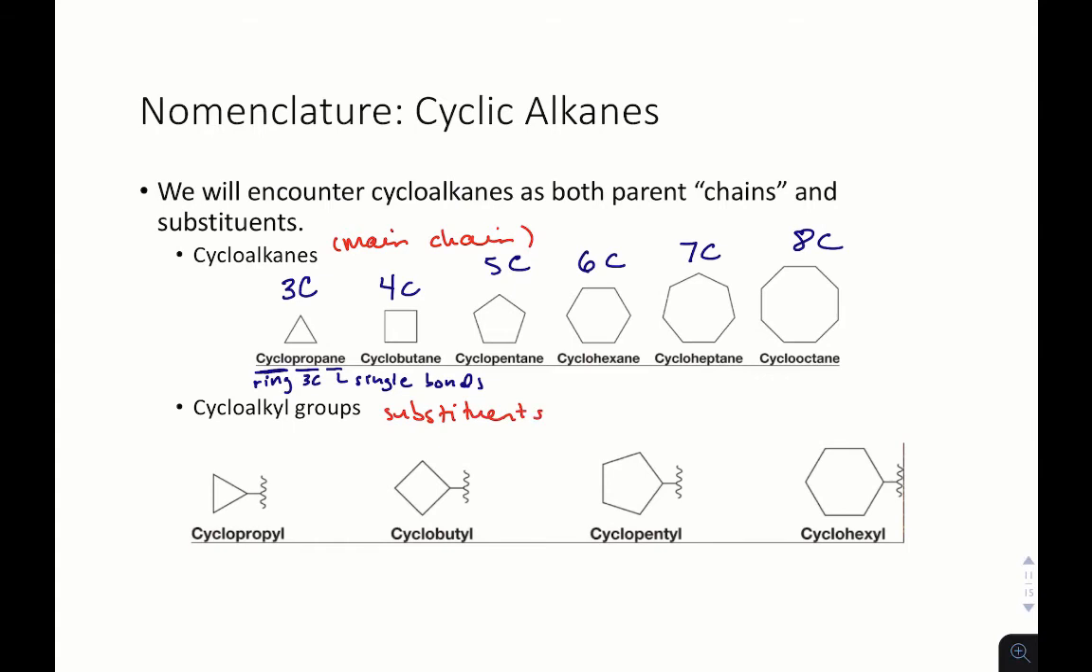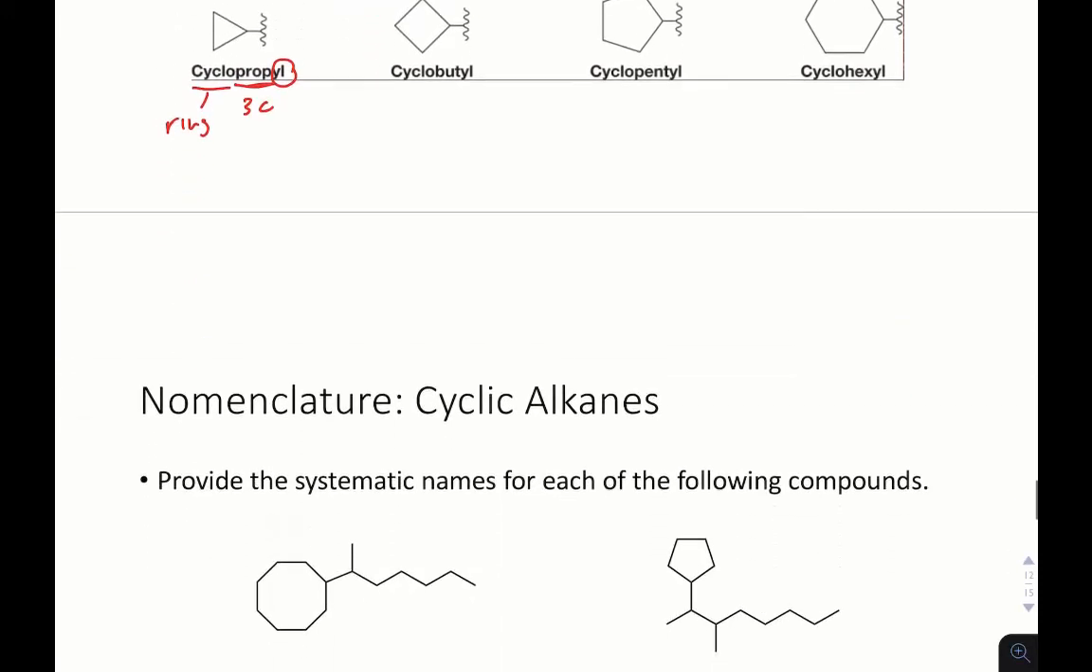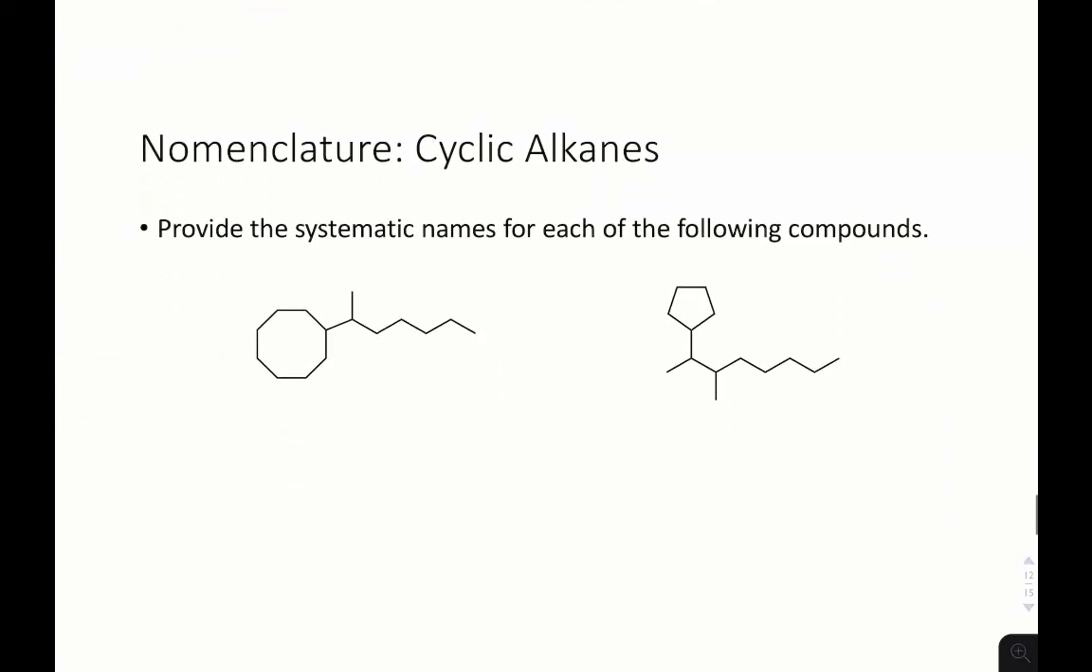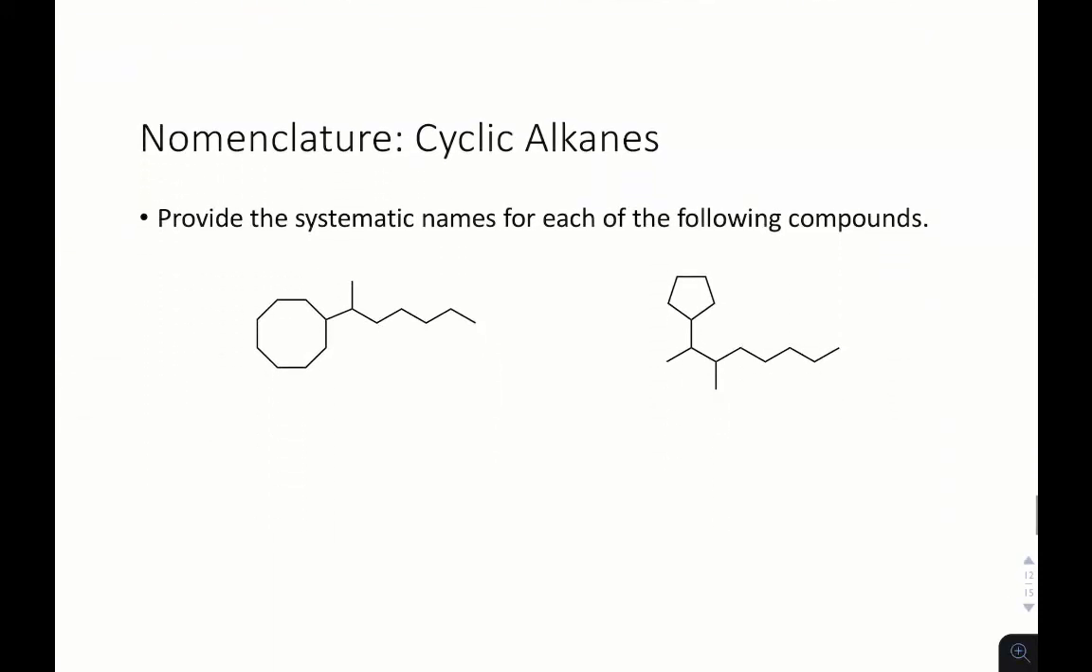And it's the same naming. There's the number of carbons, such as prop, cyclo because it's a ring, and then yl because it's going to be attached to something else, to some other parent chain. So why don't you pause and try to name these cyclic alkanes?